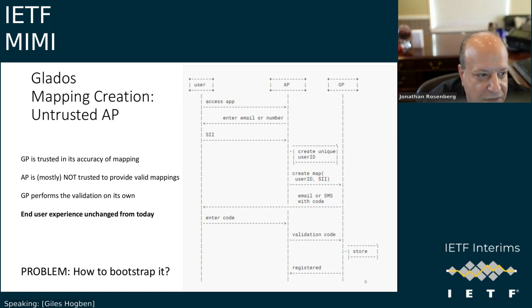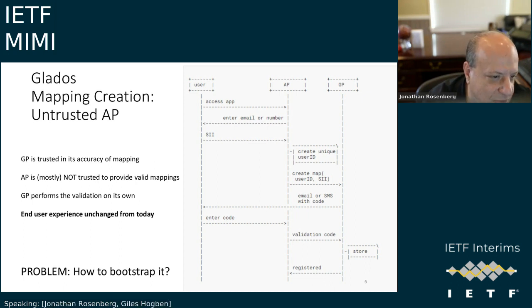I'm not sure I'm following that, because when I respond with the validation code, I'm proving that Giles owns the phone number. I'm not proving that I have an account with APX, or maybe I'm missing something.